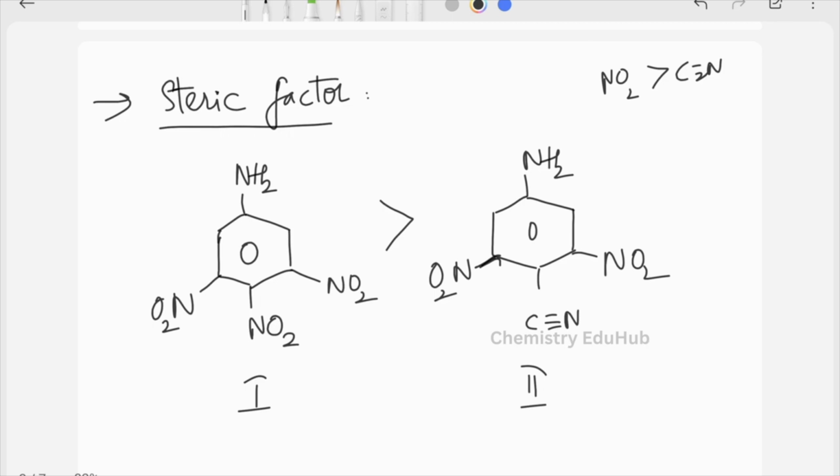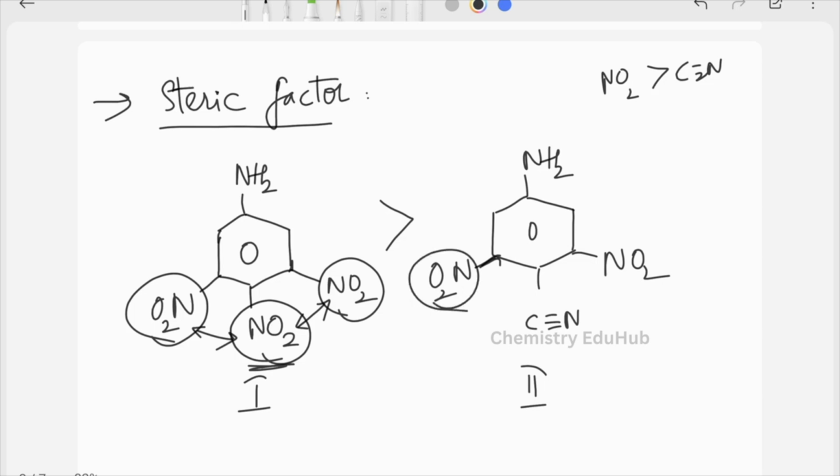It's because there are 3 nitro groups which are bulky. Because of the congestion in the space available for these nitro groups to move, the effective electronegativity is not shown by the middle nitro. But here there are 2 nitro on either side and there is a small cyano group. Cyano group is also the group that has high electronegativity but not as high as NO2.